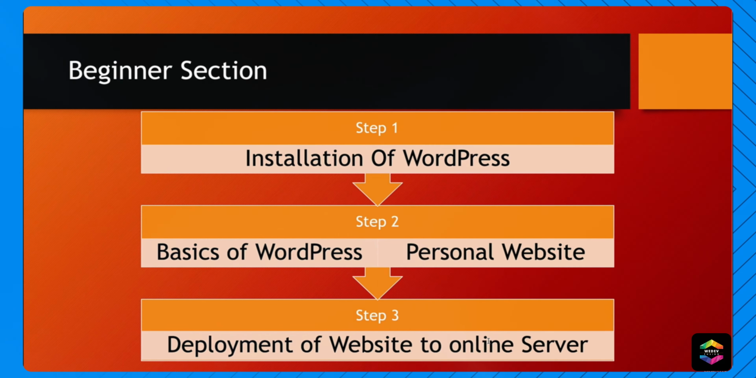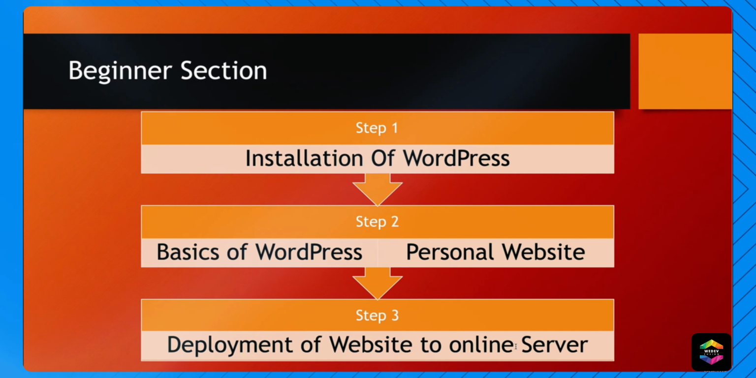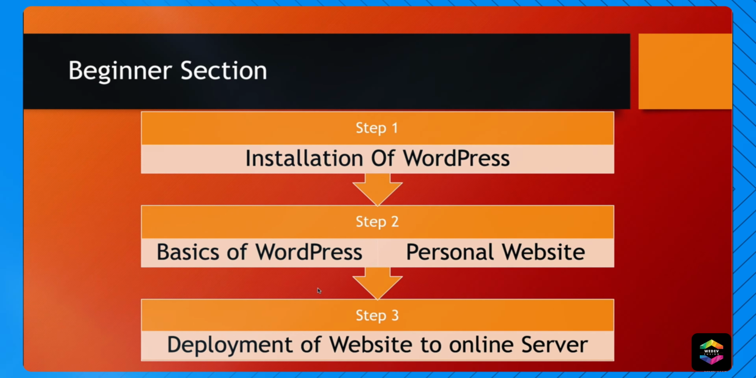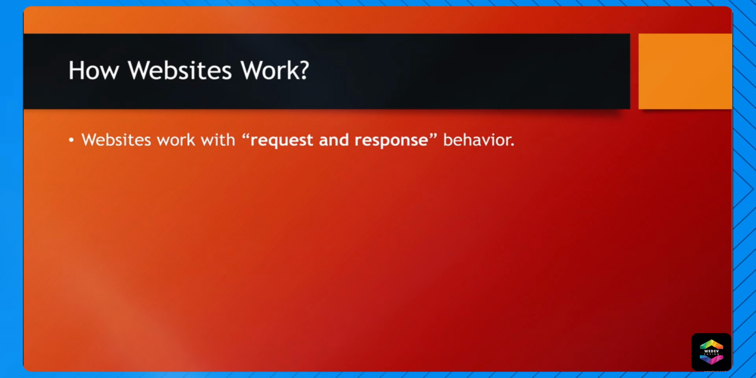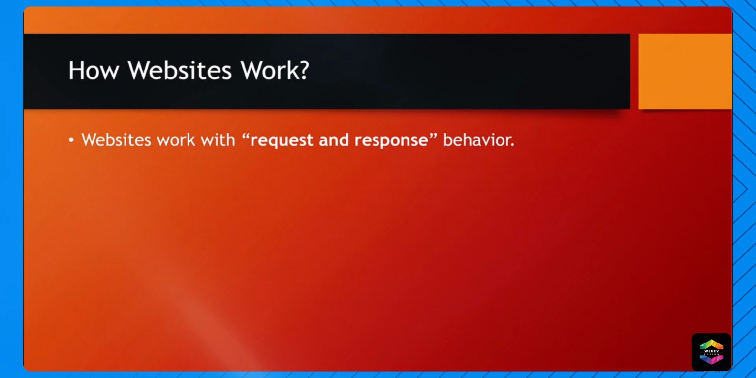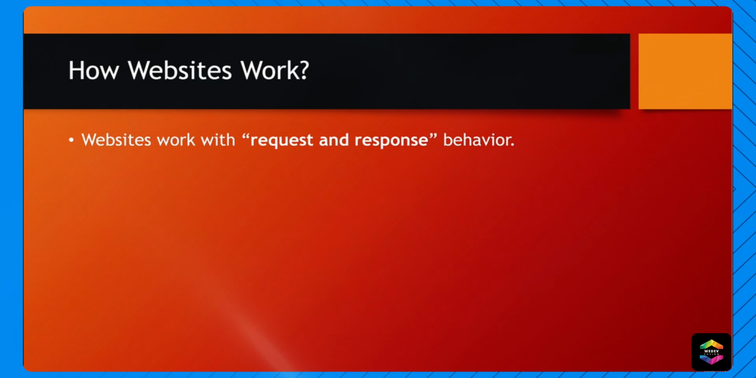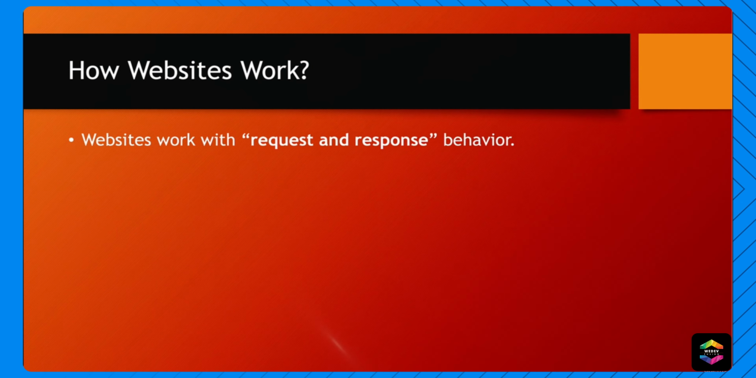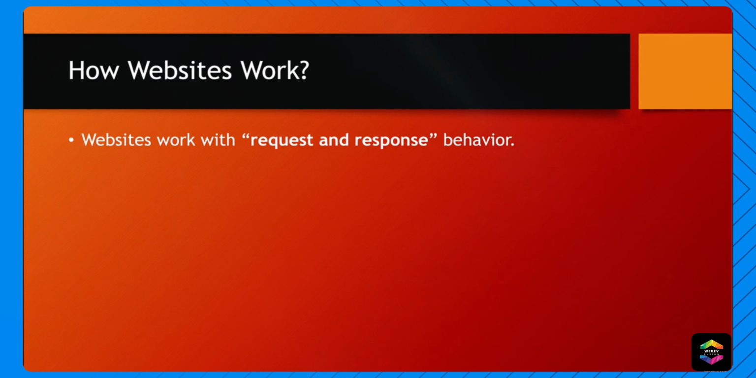to the online server. So the personal website that we created in the previous lecture is 100% completed, and now it's ready to be deployed onto the online server so that other people can view that. But before starting this section, let's have a look at how websites work. Basically, websites work with two behaviors: the request and the response. These are the only two behaviors websites work with. There are zillions of websites, and all of these websites' behavior is the same.